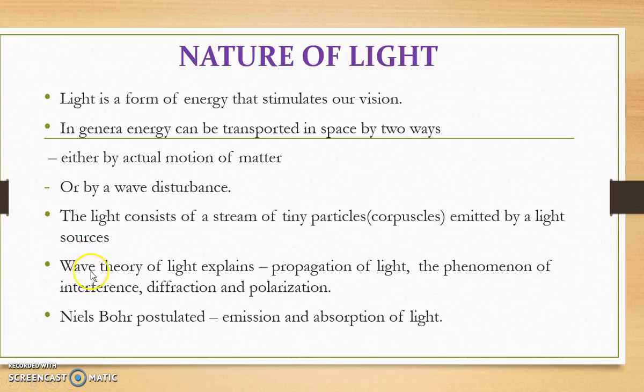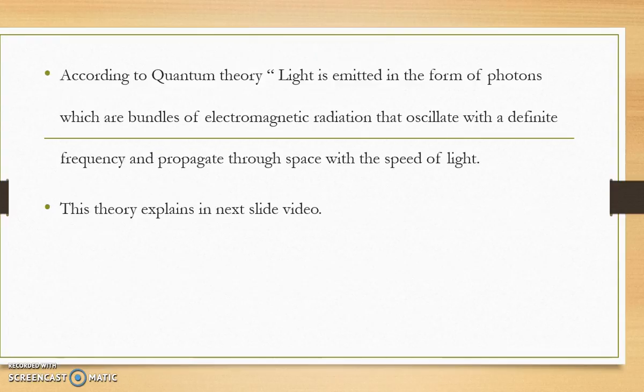Now, the wave theory of light can explain the propagation of light, the phenomena of interference and diffraction, and also the polarization effect. But Maxwell's theory and other theories failed to explain the emission and absorption of light. That was postulated later by Niels Bohr. So in this first unit, we have to study the basic introduction of light, its wave nature, and the characteristics of light. By that, we can choose different applications for our communication.